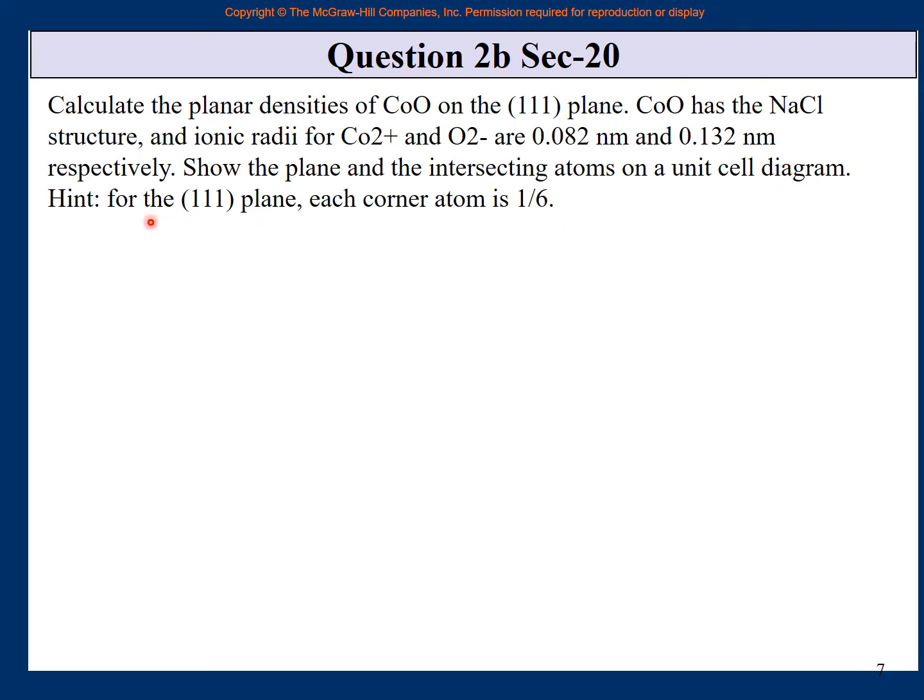And I have already given the hint that for the 111 plane, each corner atom is 1 by 6. Corner atom is 1 by 6. So again, just for practice, if you were in section 20, you have already done it. If you are in section 10, then this is a new problem for you. So stop the video, pause the video, solve it, and listen to me after you have solved it.